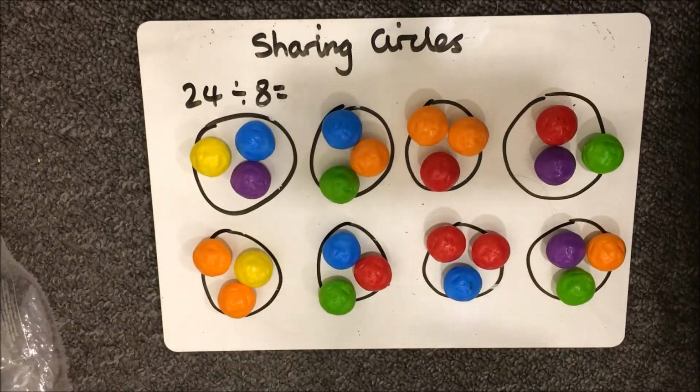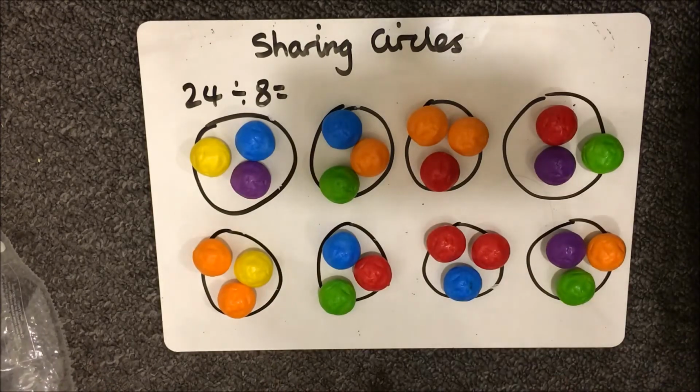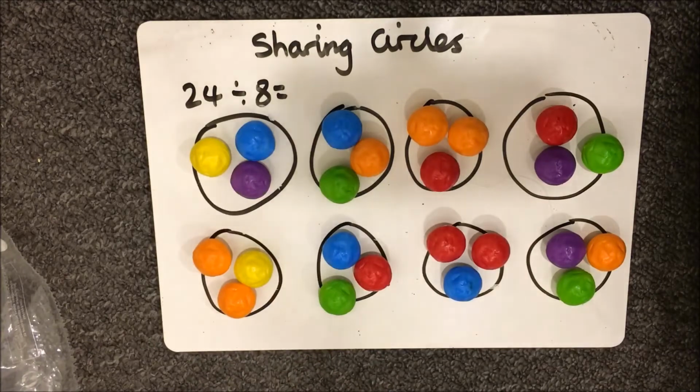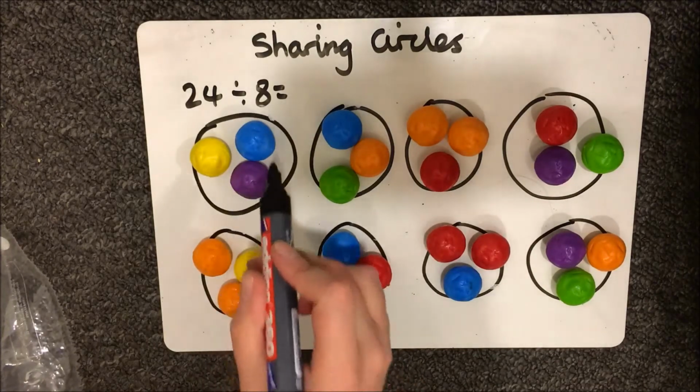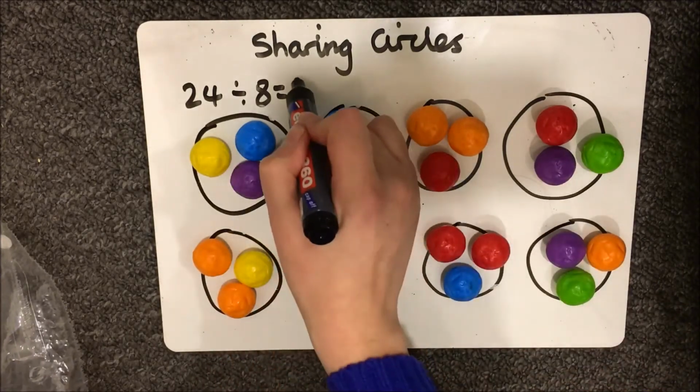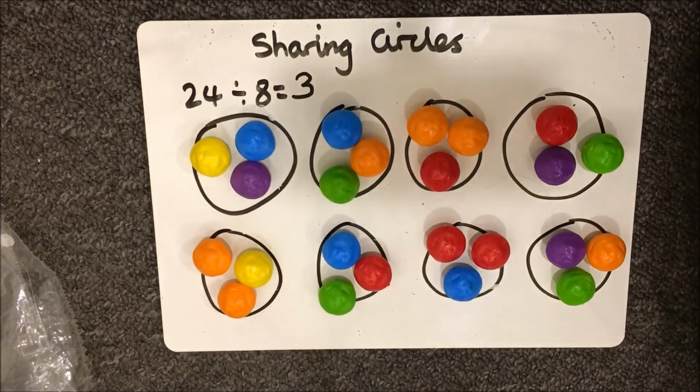How many does each one have? This one has 3. This one has 3. Do they all have 3? Yeah, so it's fair. So 24 shared between 8 bags, each one will get 3.